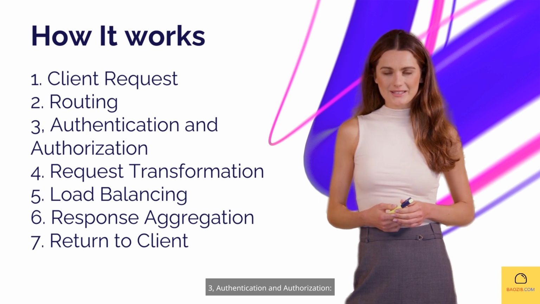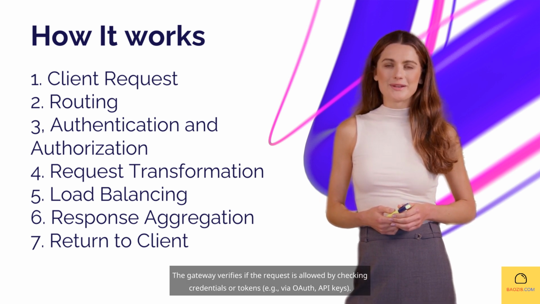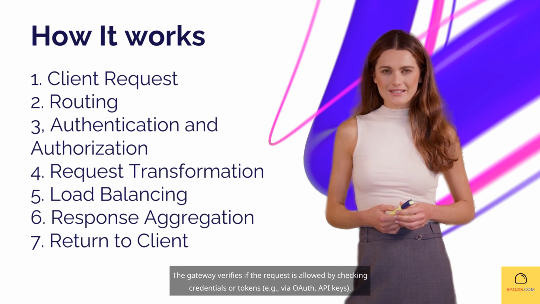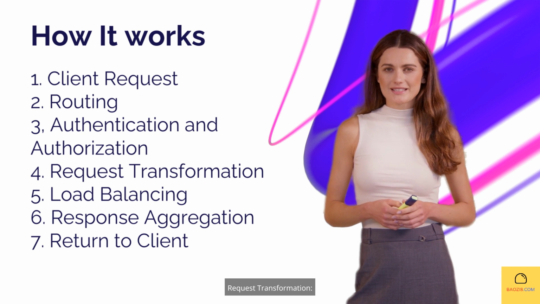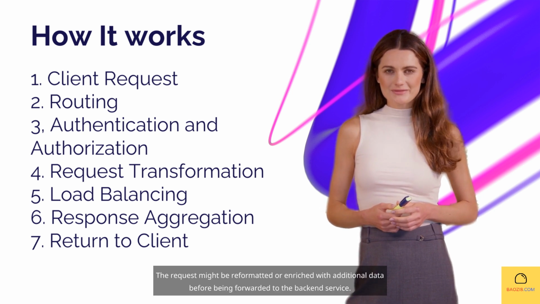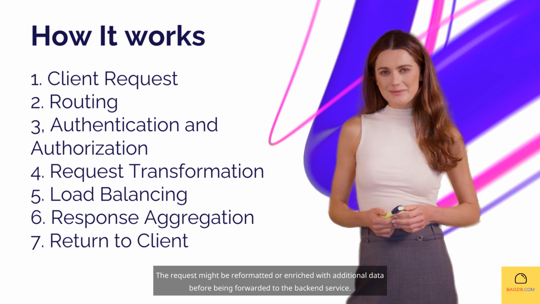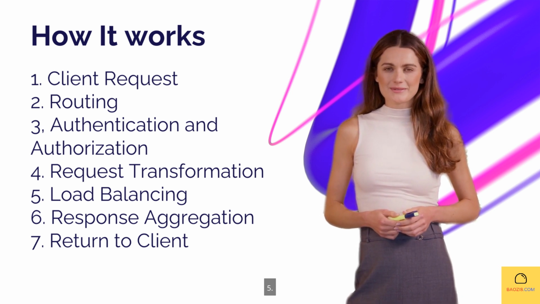3. Authentication and authorization. The gateway verifies if the request is allowed by checking credentials or tokens, e.g., via OAuth, API keys. 4. Request transformation. The request might be reformatted or enriched with additional data before being forwarded to the backend service.